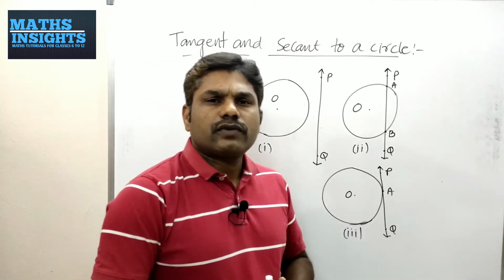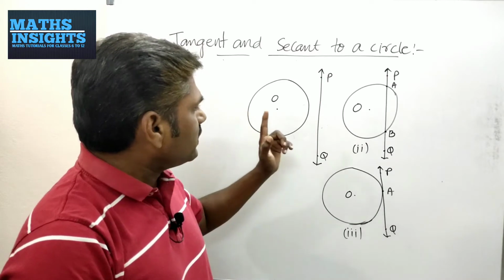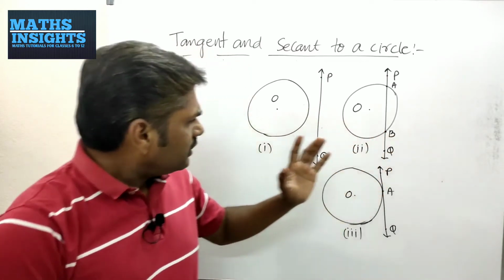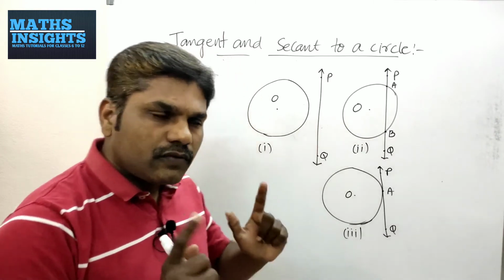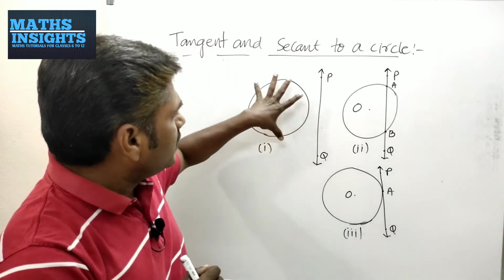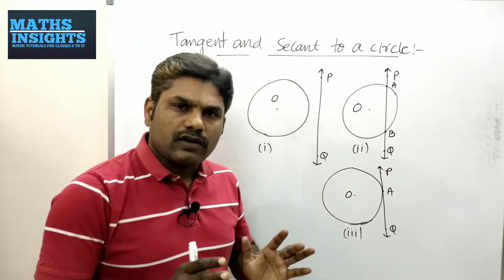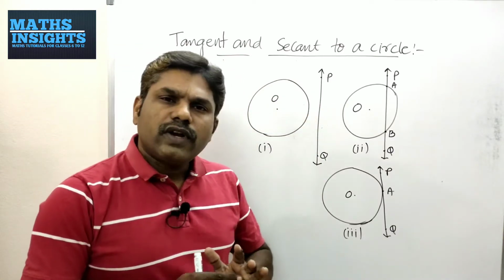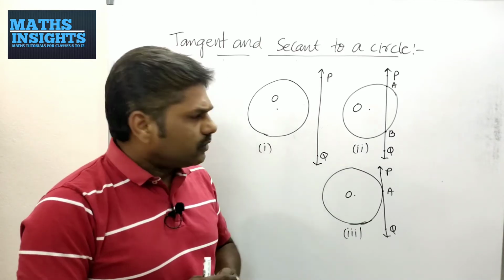That is the main topic. As in the case of two lines, I am taking the case of a circle and a line. There will be three possibilities here also. The first one, if you observe, the circle and the line will not touch at all. That means they will not have any common points. This is the case 1.